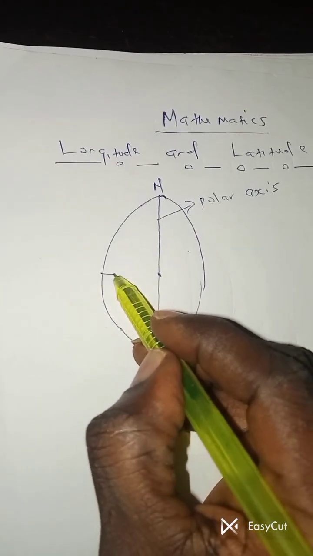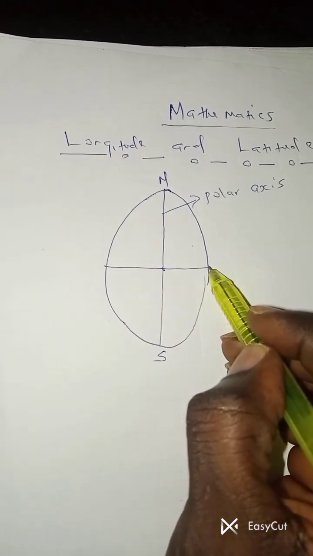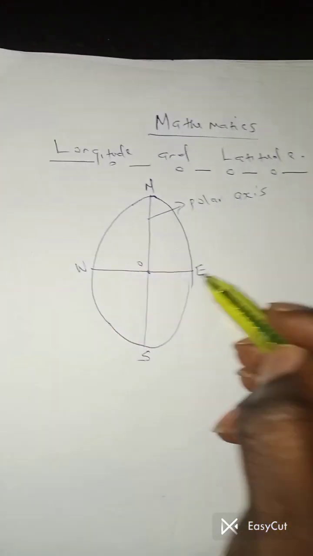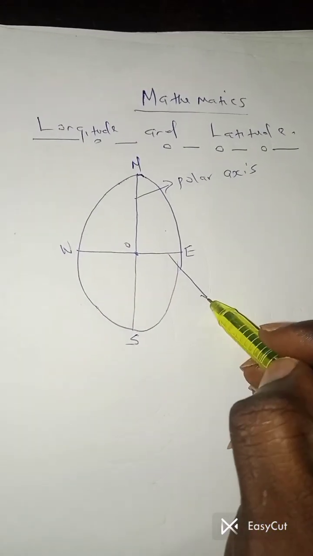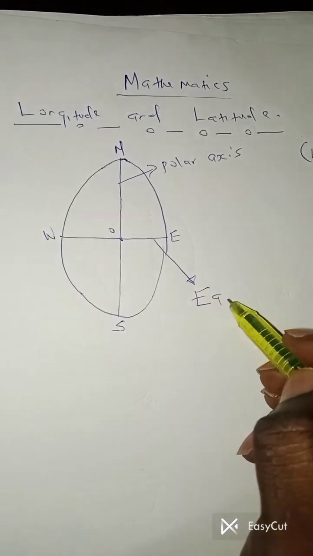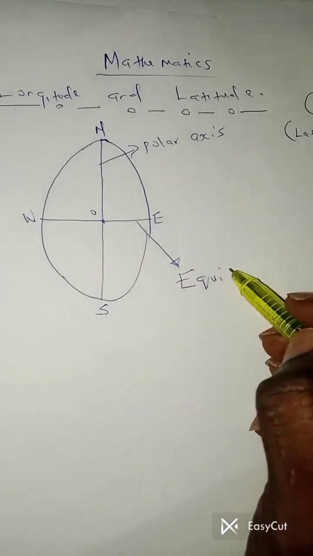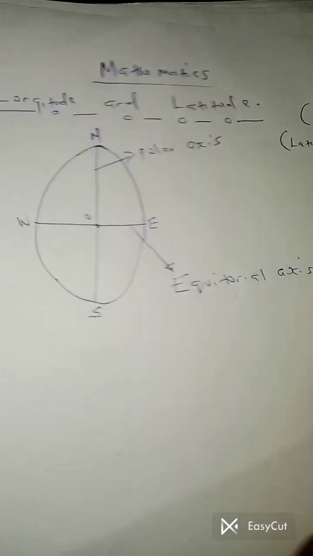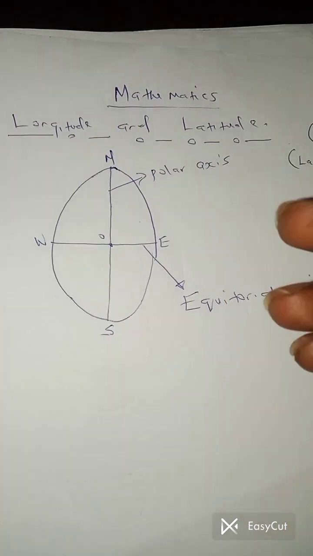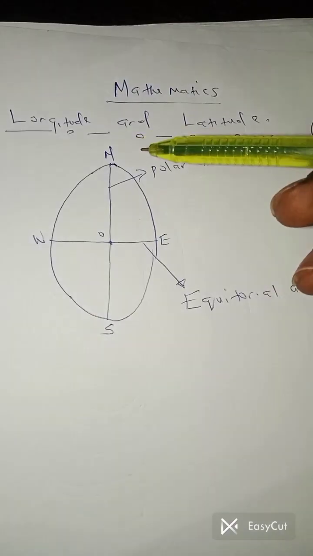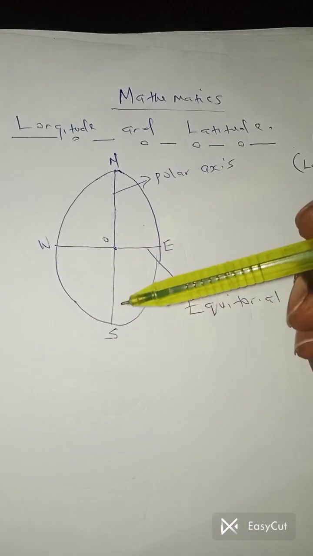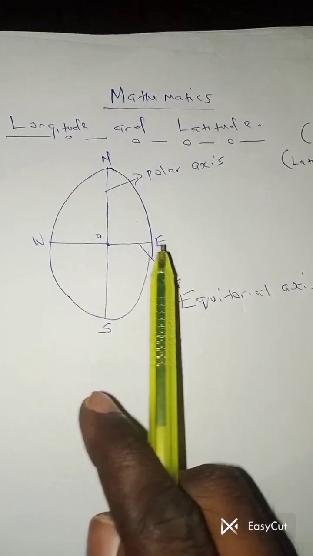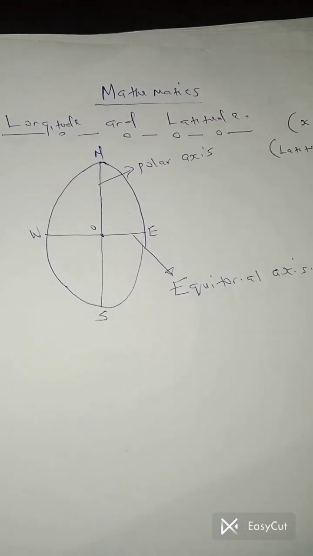from east to west. This line is known as the equatorial axis. So these two lines, the one that runs from north to south and the one that runs from east to west, always pass through the center of the earth.